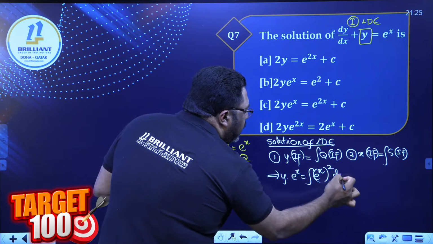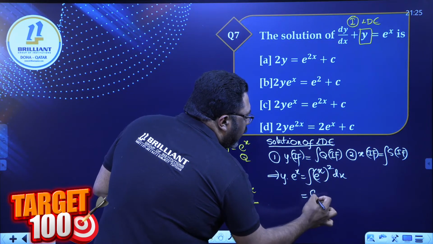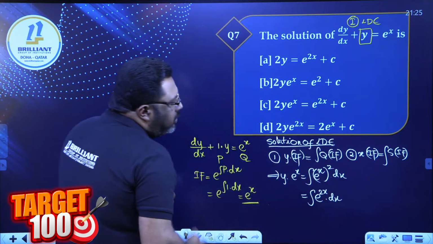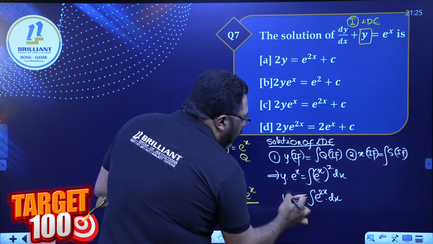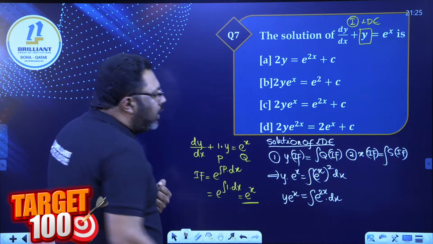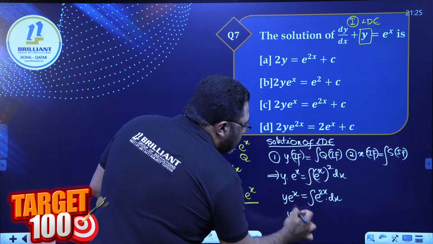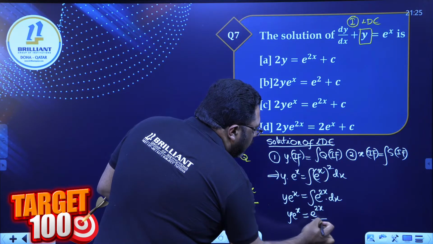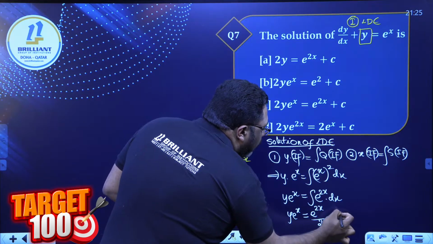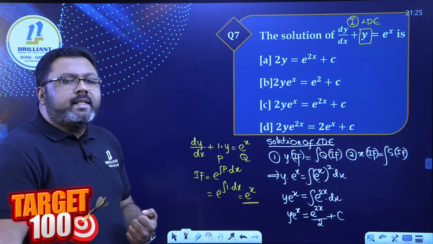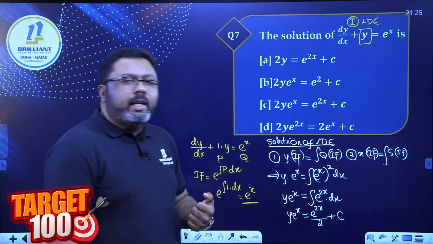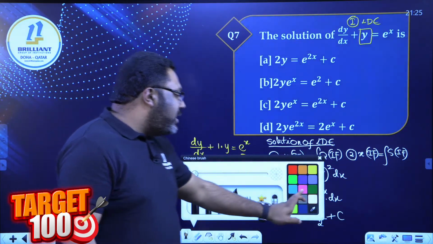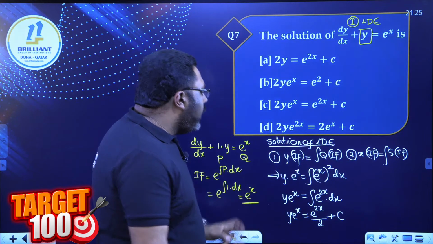Okay. Now, how do you integrate e raised to x the whole square? It's actually e raised to 2x. Is the integral of e raised to 2x. So y e raised to x is the integral of e raised to 2x, which is e raised to 2x divided by 2 plus c. For the first time, you solved a differential equation and you're going to see what is going to happen to the c. Listen very carefully.